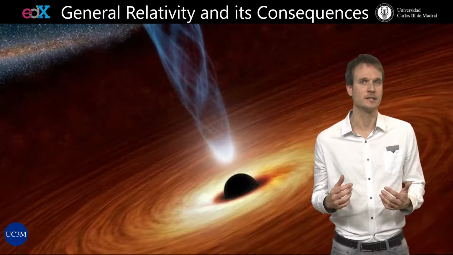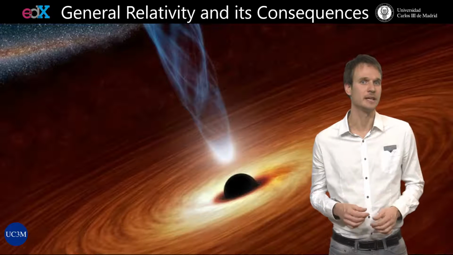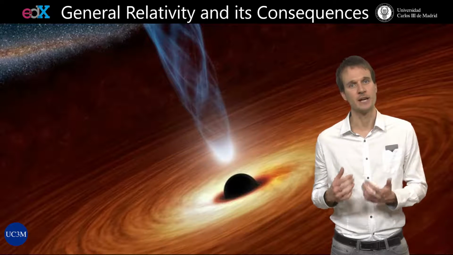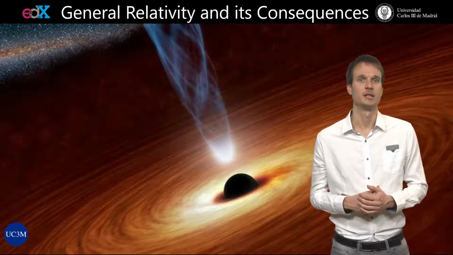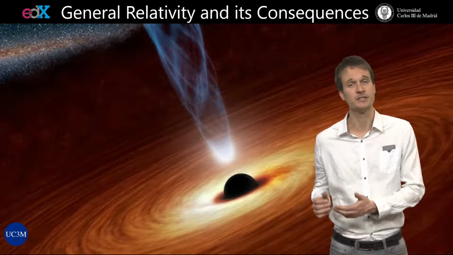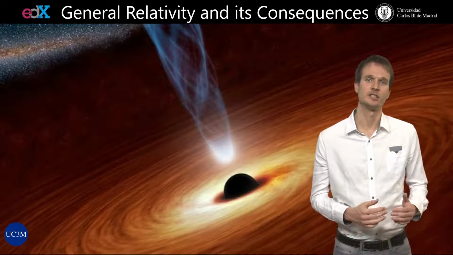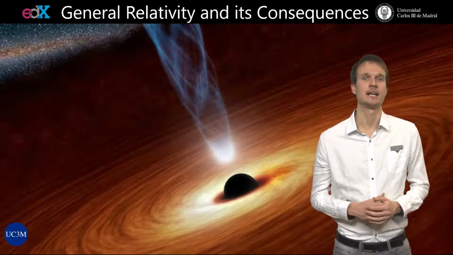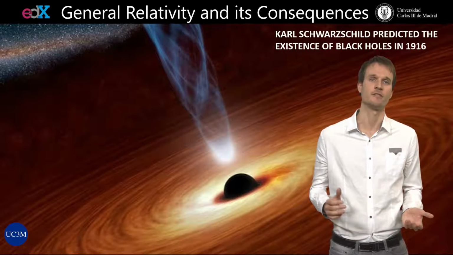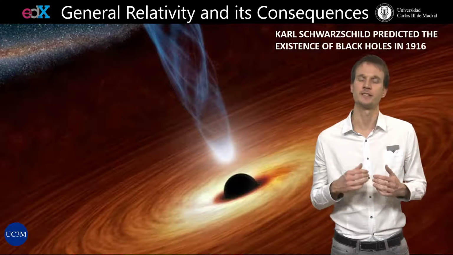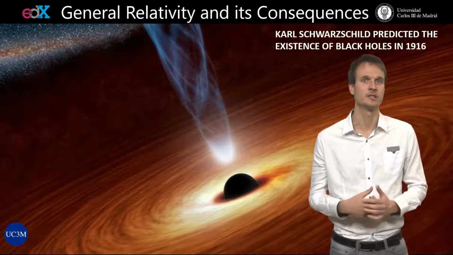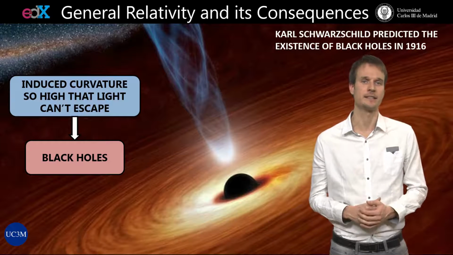Another great consequence of the general relativity theory is that everything is subject to gravity, even particles with a zero rest mass, like photons. Because gravity means following the geometry of spacetime, and everything must do that. With the equations of general relativity, Karl Schwarzschild predicted in 1916 the existence of black holes, in which the extremely high density of matter makes space-time curve so much that not even light can escape.